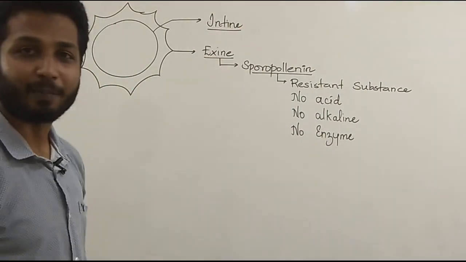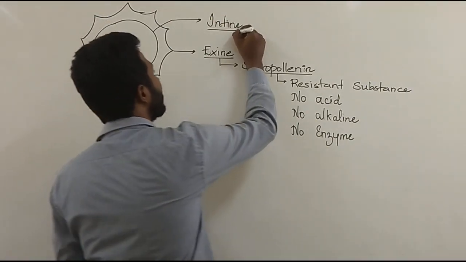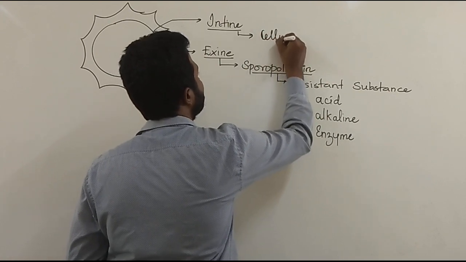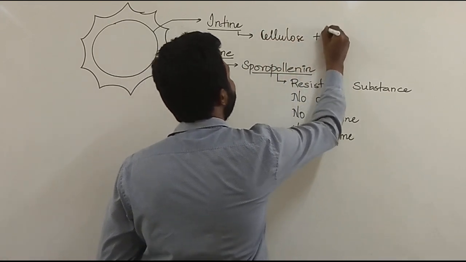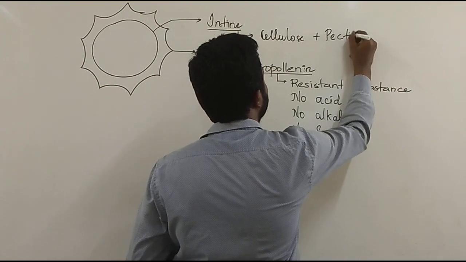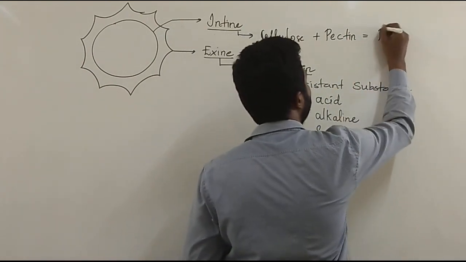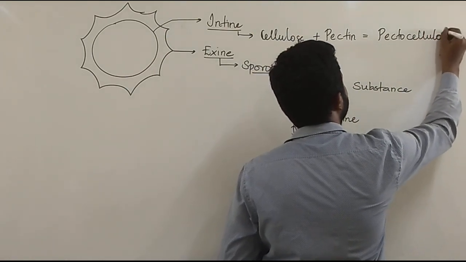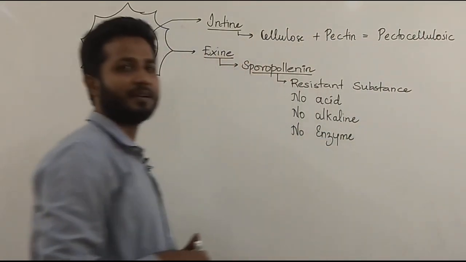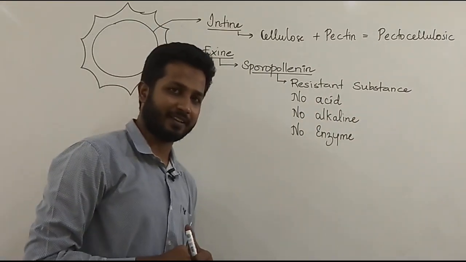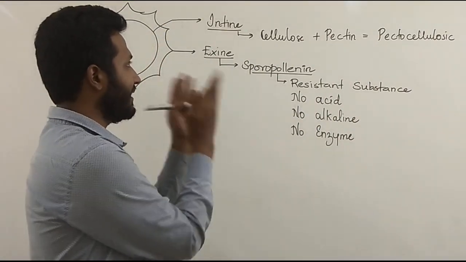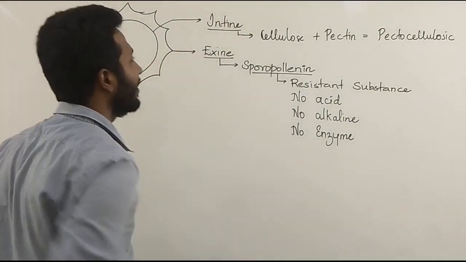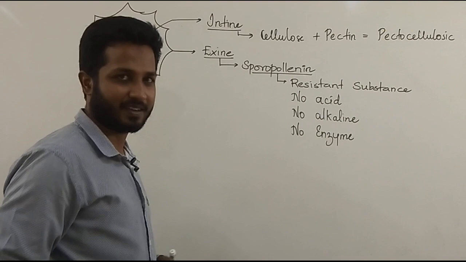Moving ahead, the next layer which is there inside is known as intine. What is intine made up of? Intine is made up of chemicals called cellulose and pectin. We call this pectocellulosic in nature, which means pectin and cellulose together are there in this layer. It is this layer which is actually living in a pollen grain.